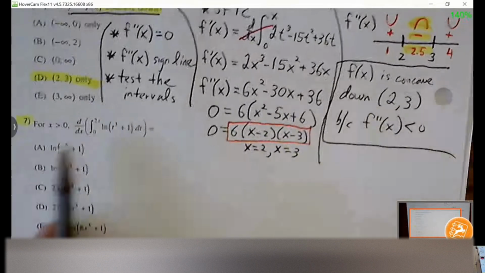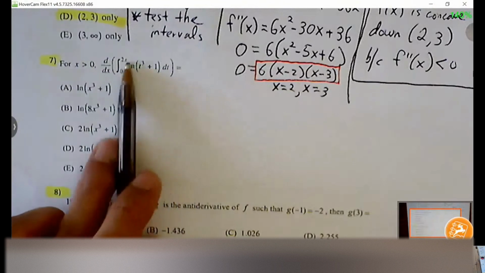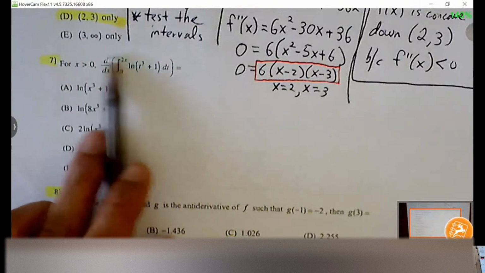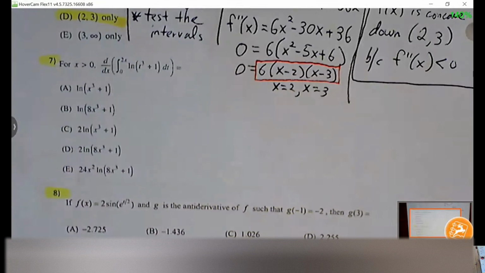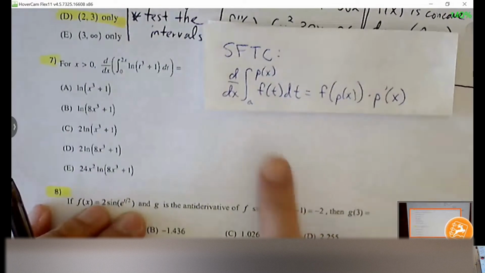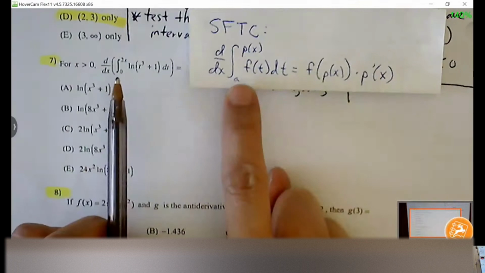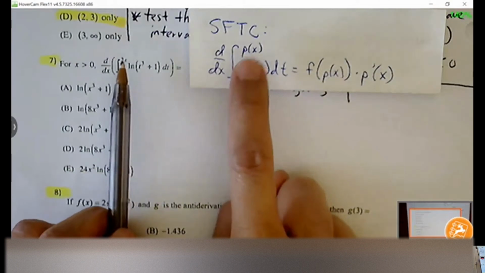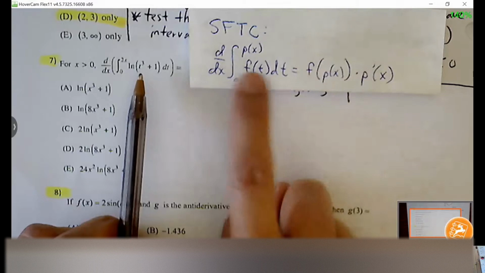Number seven is asking for the derivative of a definite integral from 0 to 2x of the natural log of an expression. So anytime I see a notation where derivative and integral are stacked next to each other, I know this is second theorem. So this is your second theorem formula. We're just going to line everything up, right? So my p of x is that 2x. My f of t is that natural log of t cubed plus 3.